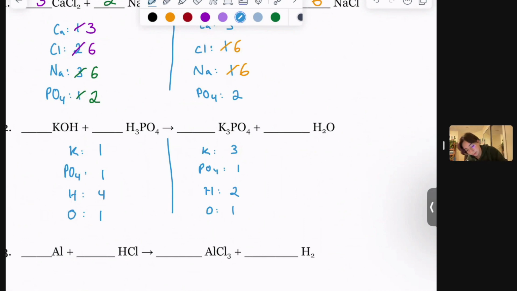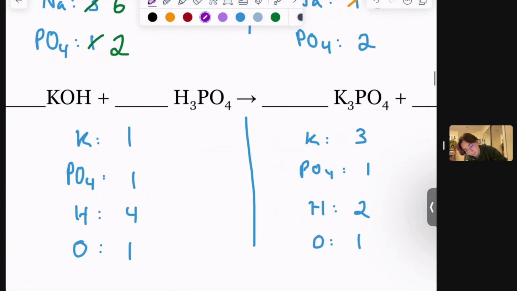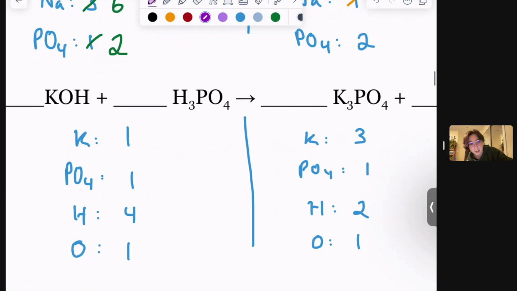Let's just start at the top. Potassium. I want it to be 3, and now it's 1. So if I put a 3 here, that'll change this to 3. I'm going to also add 2 more hydrogens, right? So now I got 3 plus 3, 6. I got 3 oxygens now. Okay.